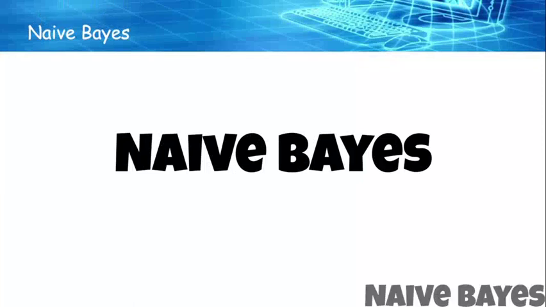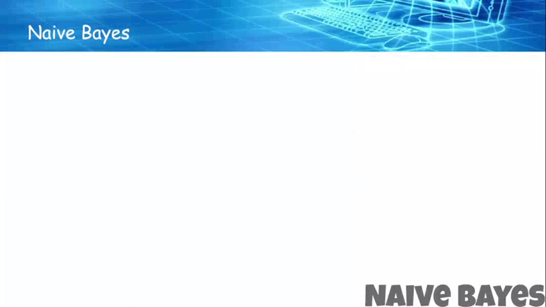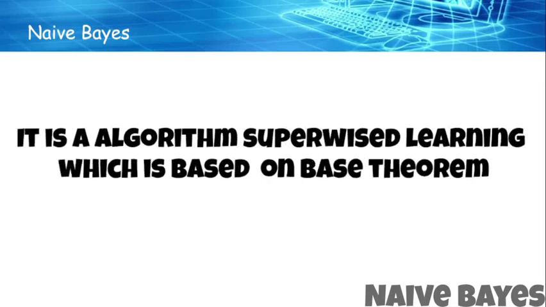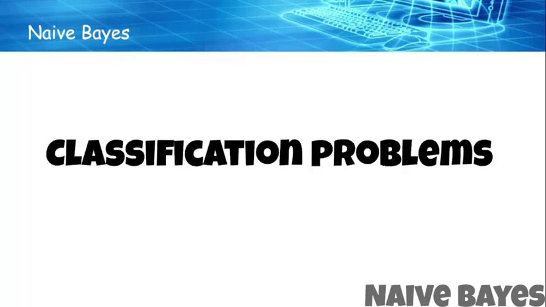So the next algorithm is naive Bayes or naive Bayes. Again, it depends on your convenience with respect to the pronunciation. So I'll go with naive Bayes. Naive Bayes is a supervised learning algorithm again, which is based on Bayes theorem, which is usually used for solving classification problems.